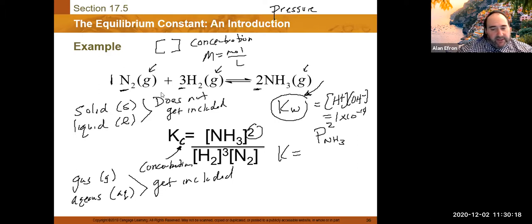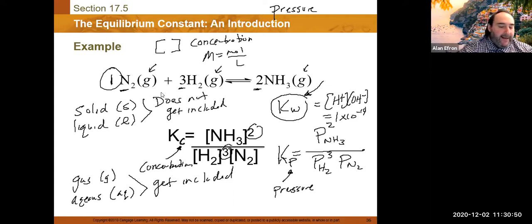Just instead of concentration, that's the partial pressure, divided by the partial pressure of H2 cubed, again the 3 for the coefficient, times the partial pressure of N2, coefficient again 1 here, so we don't have to put anything. This is also an equilibrium expression that is sometimes written, and since it doesn't deal with concentration, it deals with pressure. This is sometimes referred to as the Kp value. P, oddly, for pressure. Very creative.